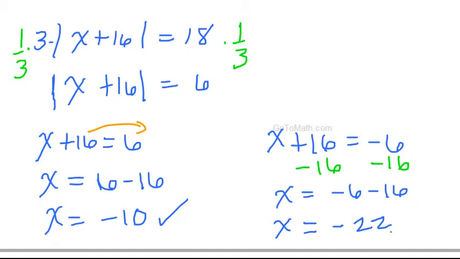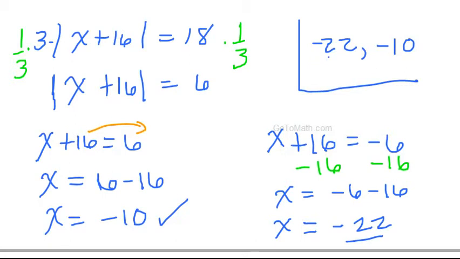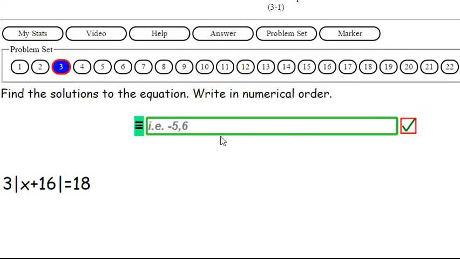Alright, so we've got -10 and -22, and of course we'll write that up here. And for the green checkbox, we want to make sure we write that in numerical order. So this just becomes -22 and -10. I don't know, something seems fishy about that, but let's get over there and type that in.